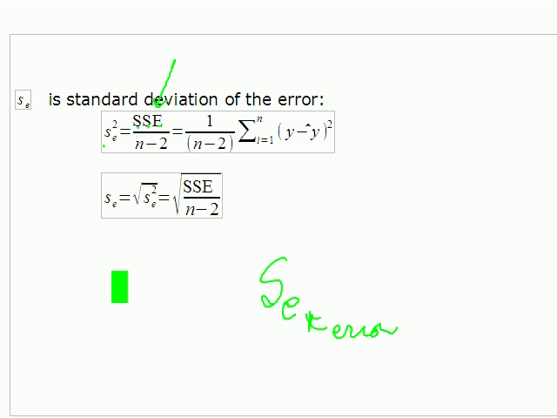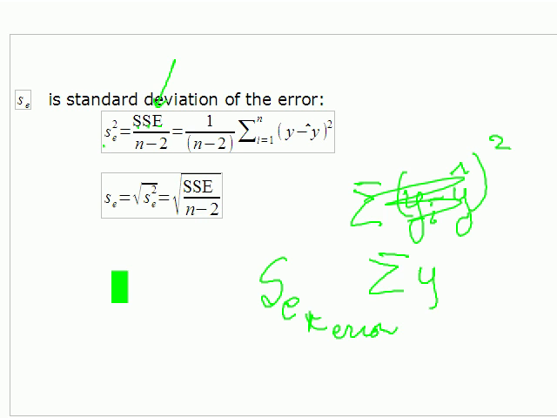The equation editor kind of messed up there. Here's what it is. Let me write it right. Data point minus the line squared, summing over all data points. Take it, square it, add them up, and divide by n minus 2. And that gives me the variance. Take its square root, you get the standard deviation of the error.